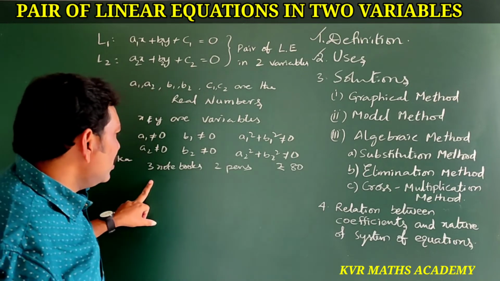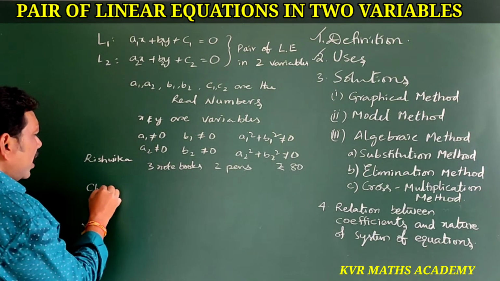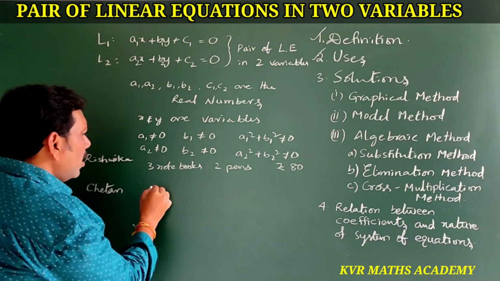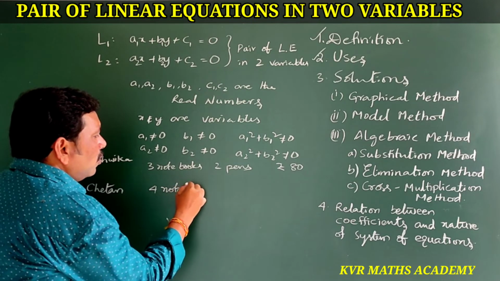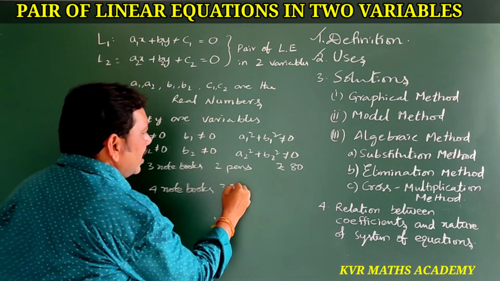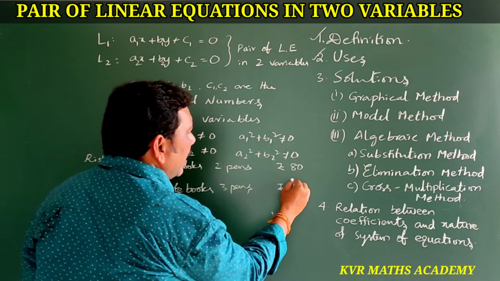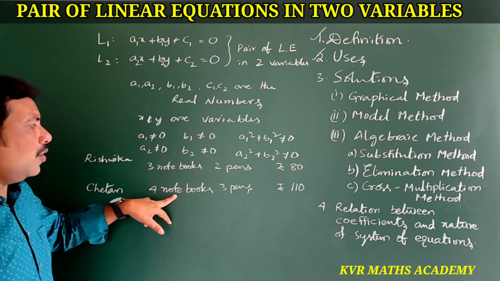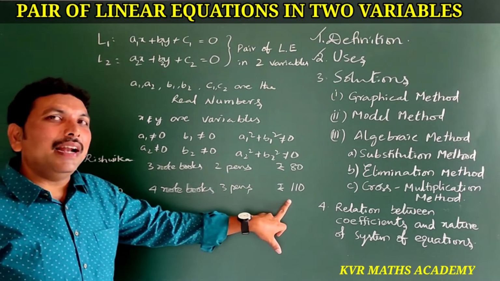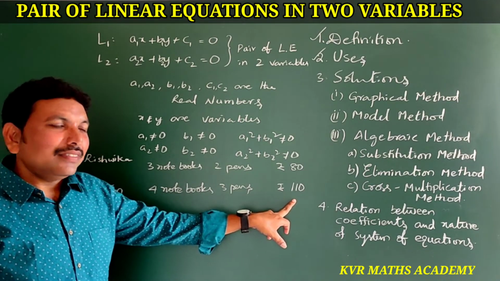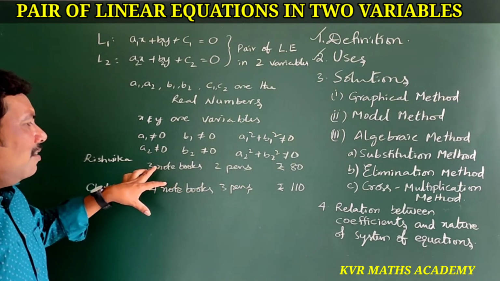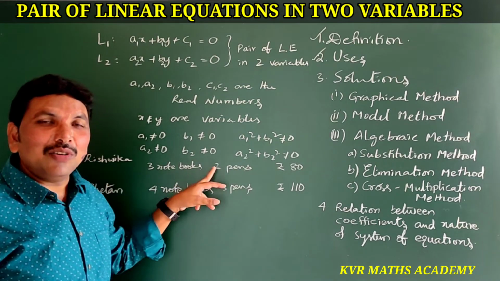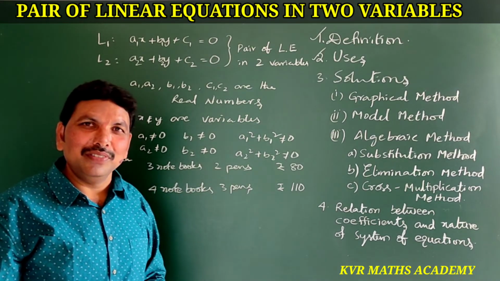Next, her brother Chetan went to the same shop and he bought 4 notebooks and 3 pens and paid rupees 110. So then what is the cost of each pen and each book?